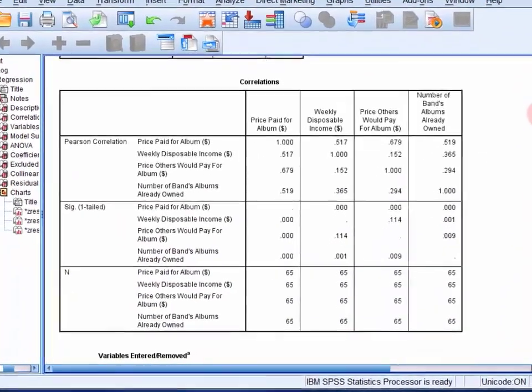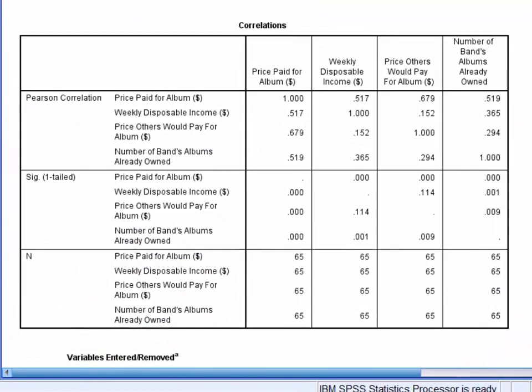The second table is a correlation matrix. In the first column, we can see that all 3 predictors correlate substantially and significantly with the criterion. They also correlate to some extent with each other.